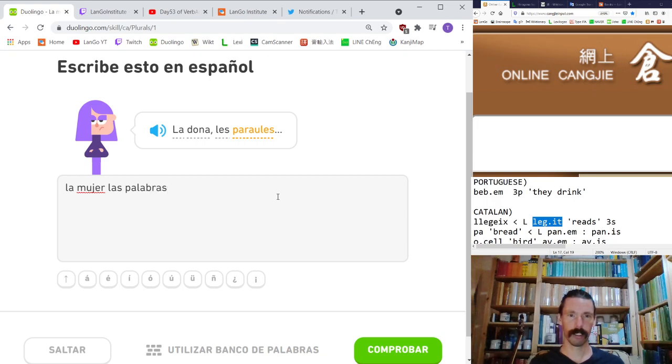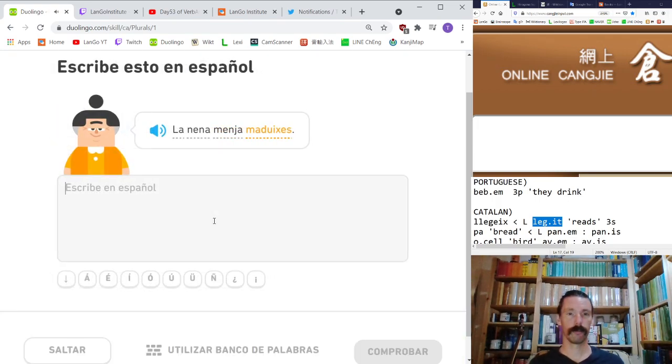Palabras. These are... Paraules. Reflecting the same origin with some jumping around. Parabola, this is closer to the original of Greek. Paraulas. Well, l and r are always interchanging or dancing around in Spanish. La mujer, las palabras, two nouns.